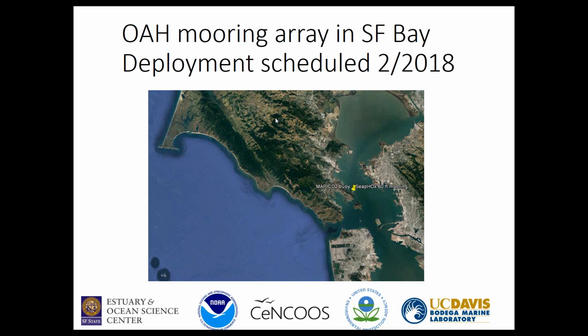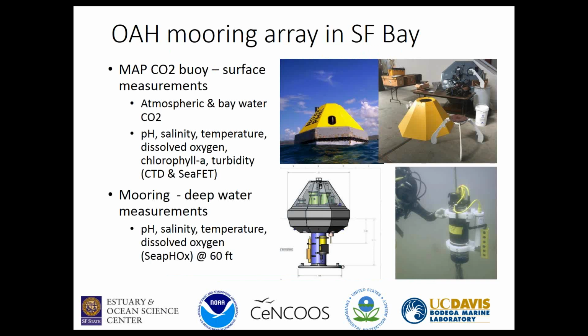So this is a map showing San Francisco Bay, and there's a little pin here next to the Tiburon Peninsula and just around the corner from Richardson Bay. That's the location where we're scheduled to deploy a carbon dioxide monitoring buoy that will collect data on the surface waters, and a companion buoy at depth that will measure the potential incursion of OA along those deep channels. And here are some images.